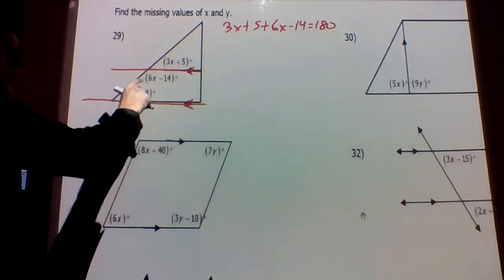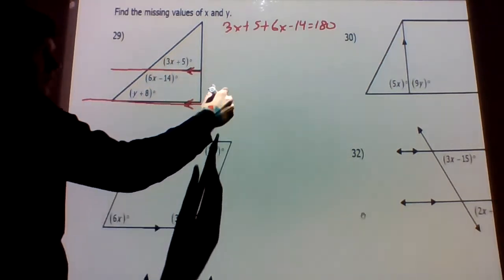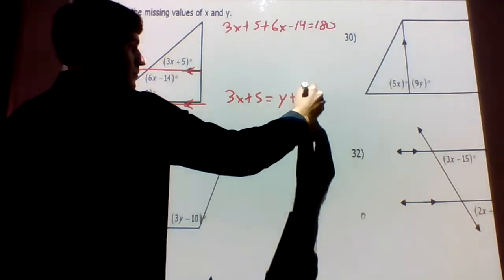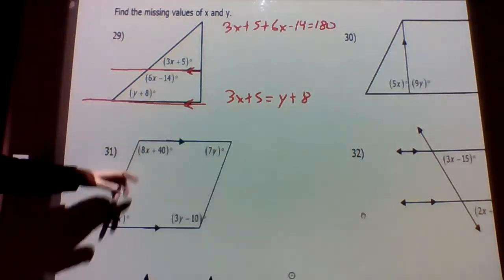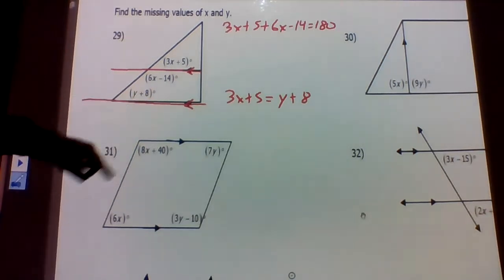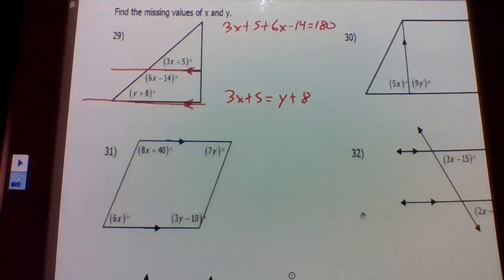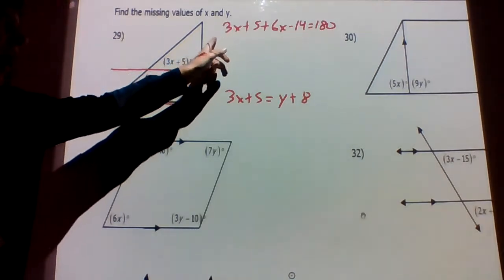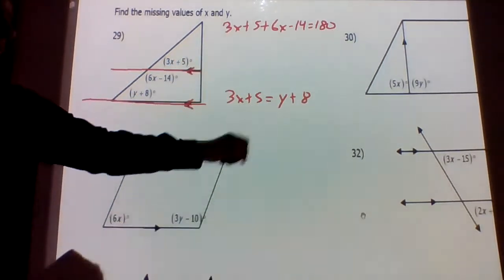Okay, we also have corresponding angles here. So we know that 3x plus 5 is going to equal y plus 8. Or we could have done 6x minus 14 plus y plus 8 equals 180. That would have worked too. So let's use our first equation to find x, substitute it in, and then we can find y.